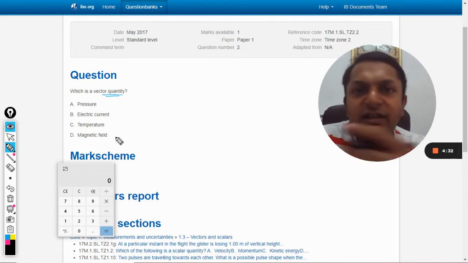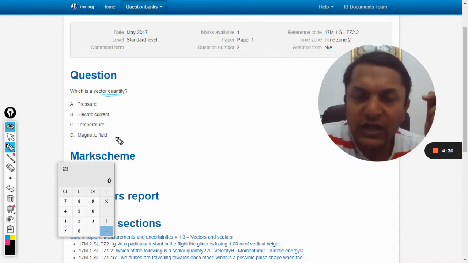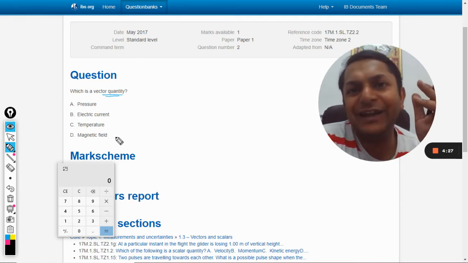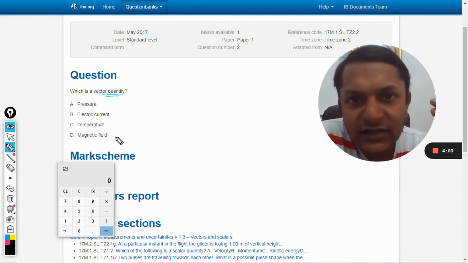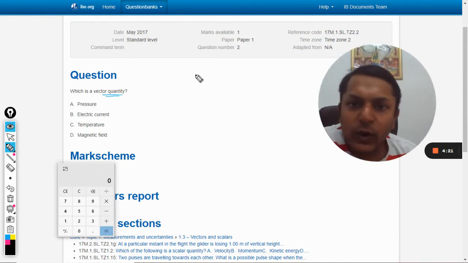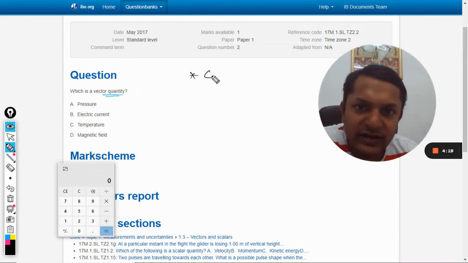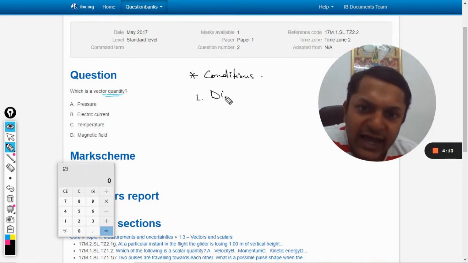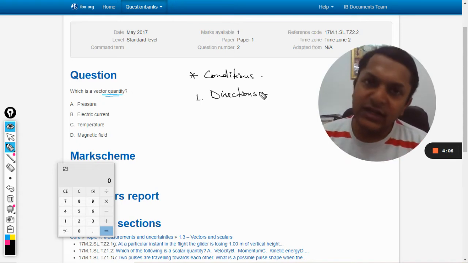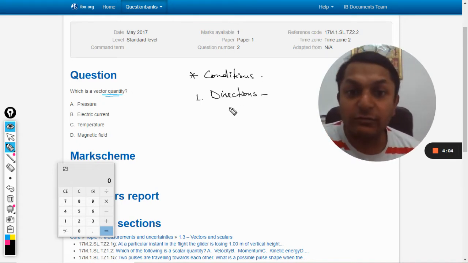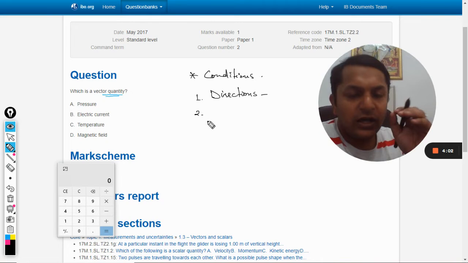See, there are three different conditions which have to be satisfied by a physical quantity to be taken as a vector quantity. What are those conditions? So I'm writing these conditions here. Number one, they all must have directions. This is a very famous condition, so everybody knows that vector quantities have direction, but this is not the only condition. Now here is the crux.